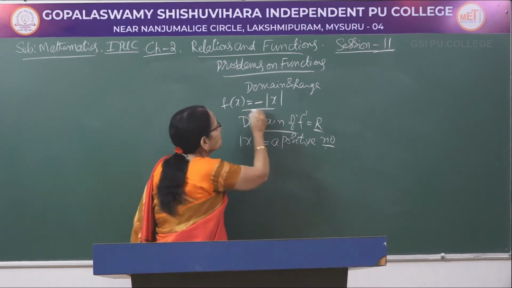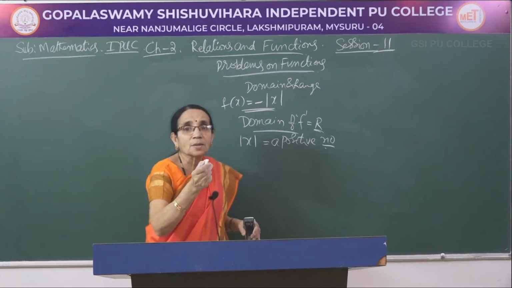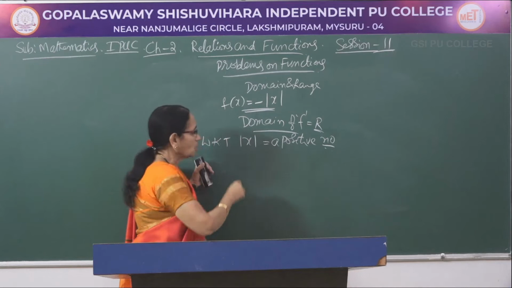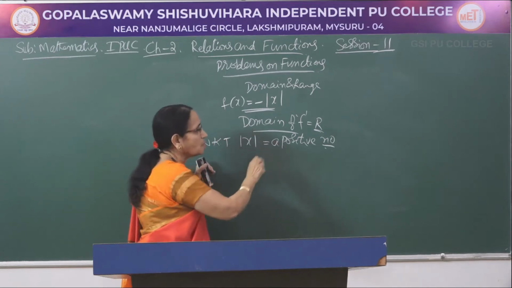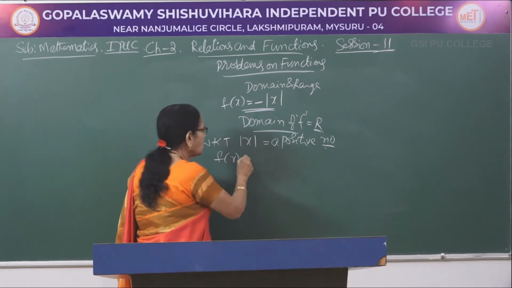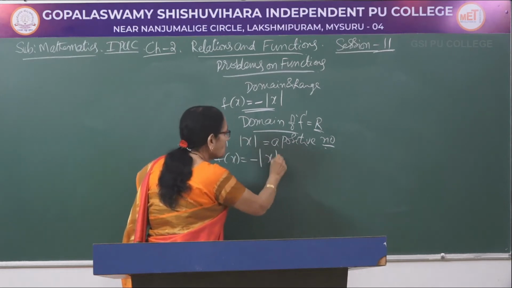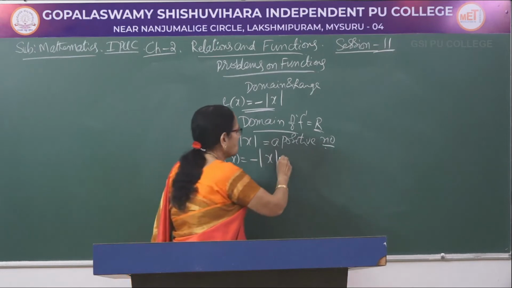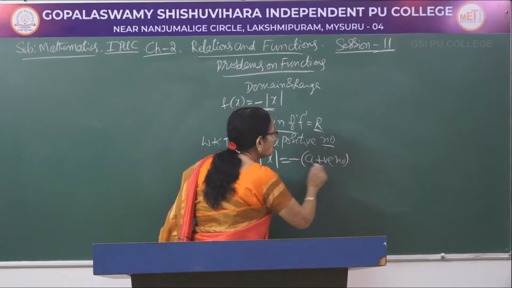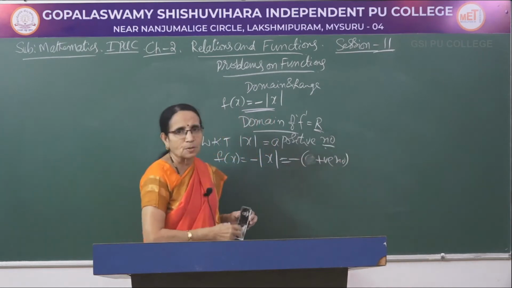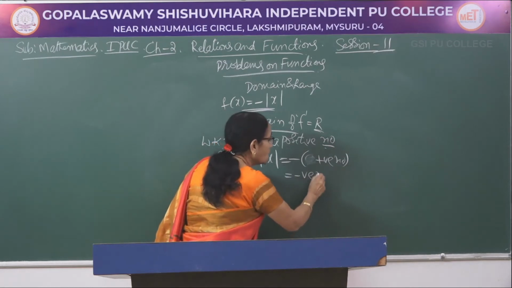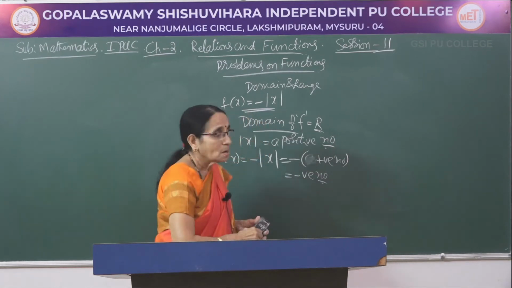But how is the function defined here? It is minus of mod x. We know that modulus of x is always a positive number. Now, f of x is equal to minus of modulus of x. That means minus of a positive number. Isn't it? Minus of a positive number. Minus of a positive number means what you will be having? A negative number. Isn't it?